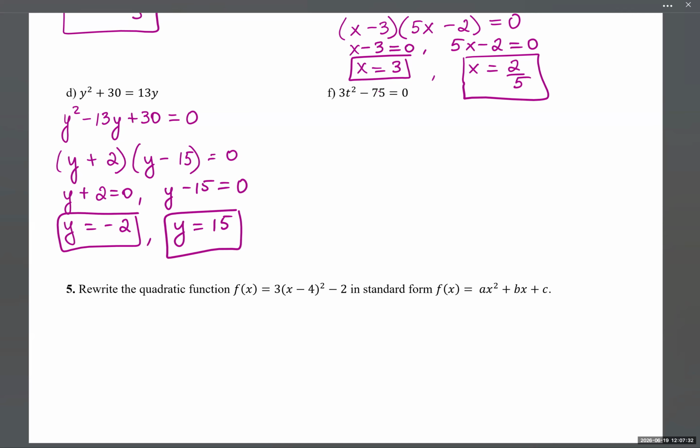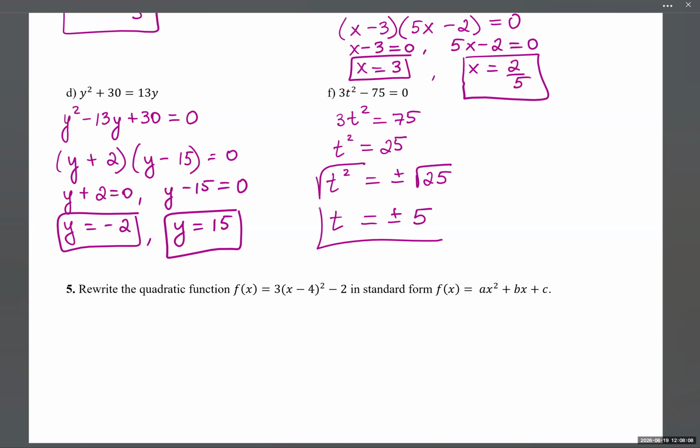Part F does not have a middle term, so it does not have a number times t, so this one is set up to be done with the extraction of roots. Go ahead and add 75 to both sides. 3t squared equals 75. Divide by 3 to isolate t squared on the left-hand side. 75 divided by 3 is 25. Then take the square root of both sides to get the t value. Square root and square cancel each other out. T equals plus or minus 5.